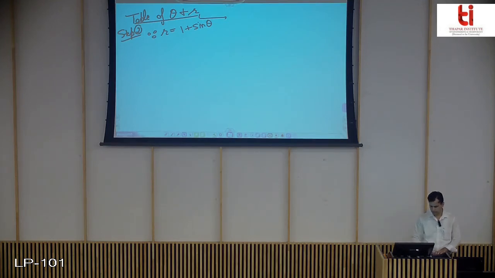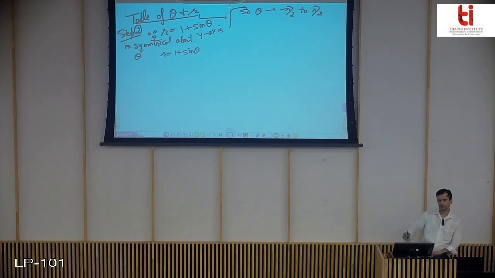Since r equals this, it is symmetrical about the y-axis, so the range of theta will be taken from minus pi by 2 to pi by 2 for the table. Here I am writing the values of theta, and here r equals 1 plus sine theta. I am trying to graph this polar curve on the same page, that is why I am writing it here.